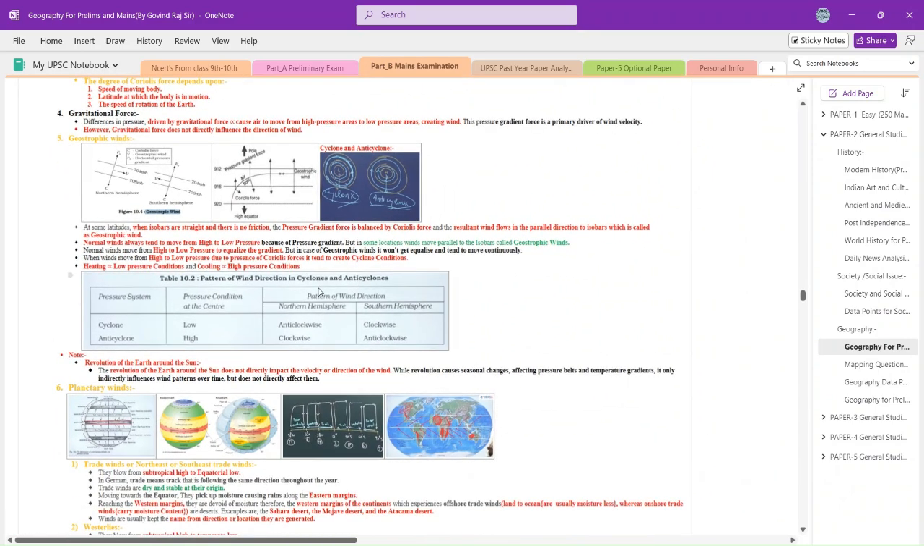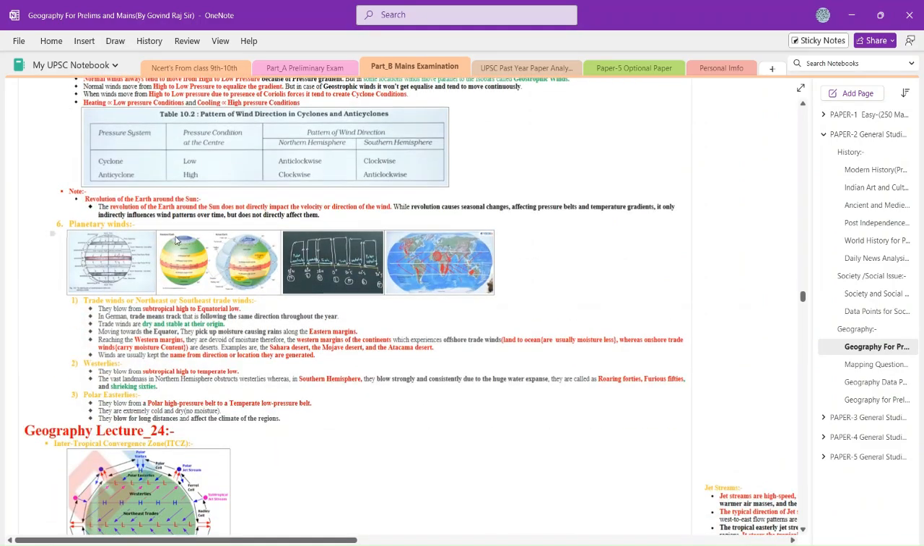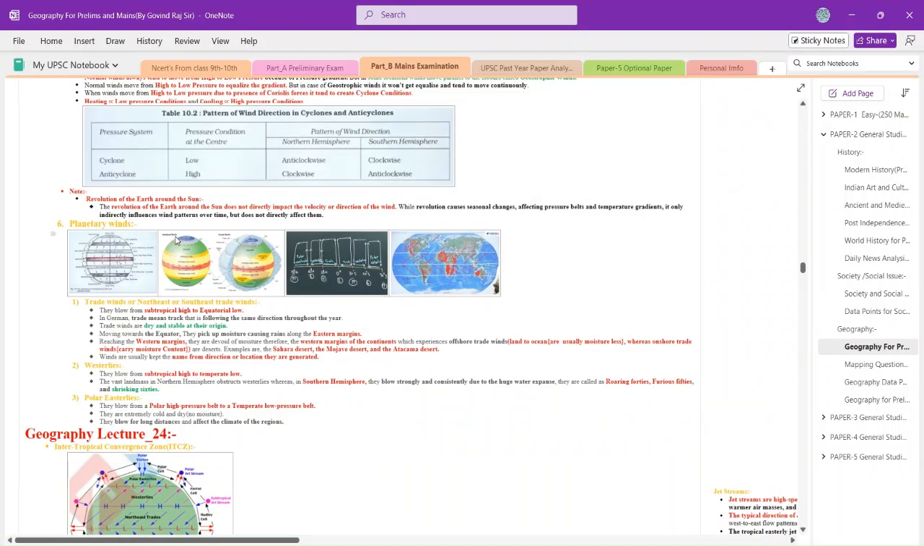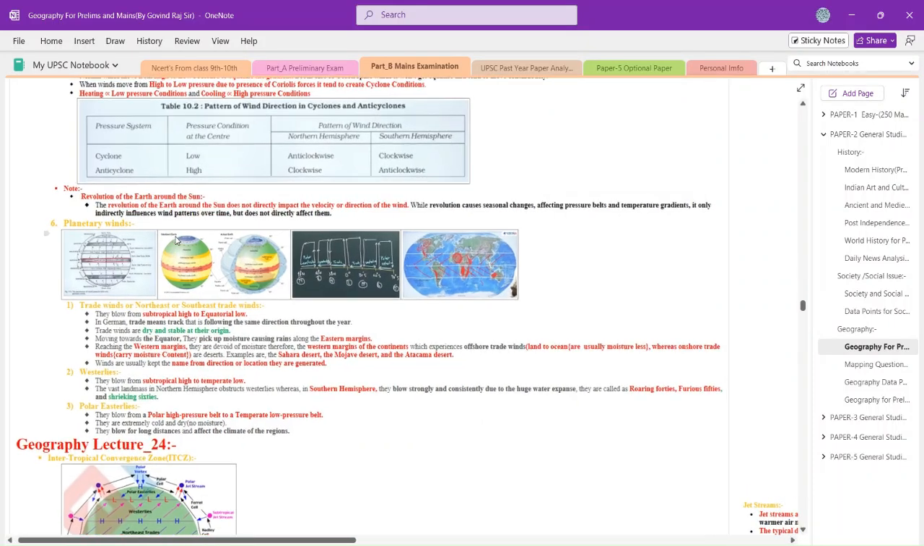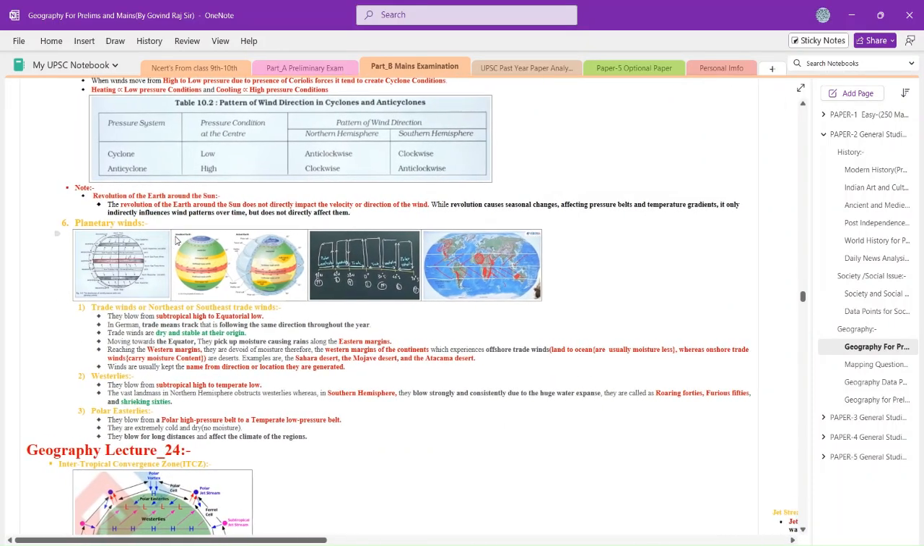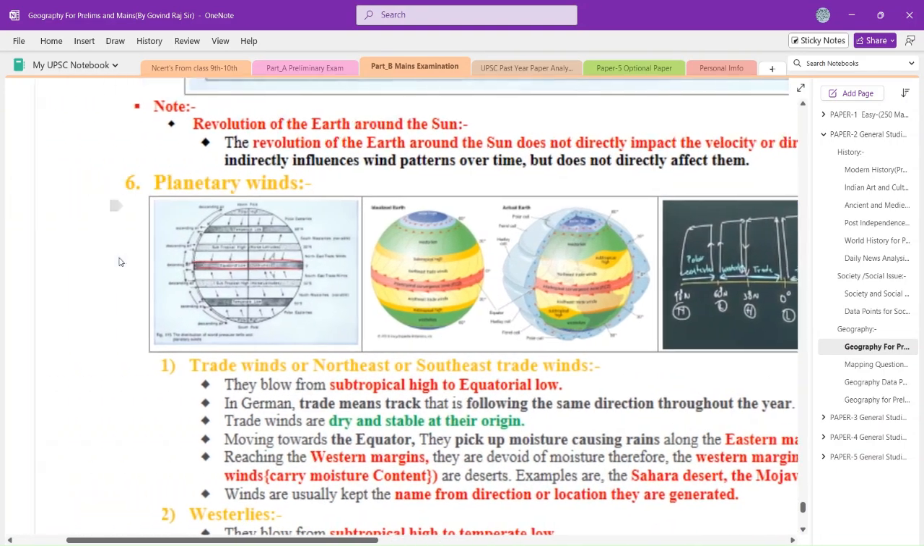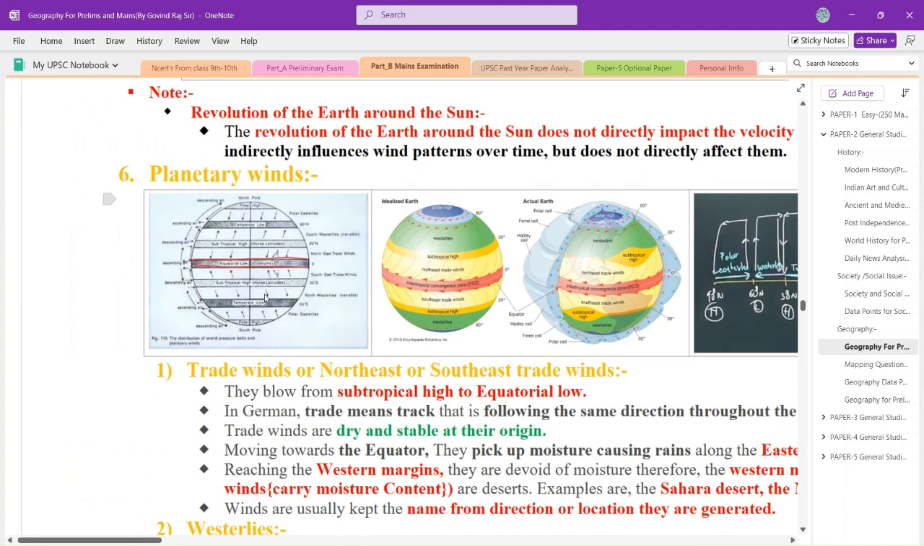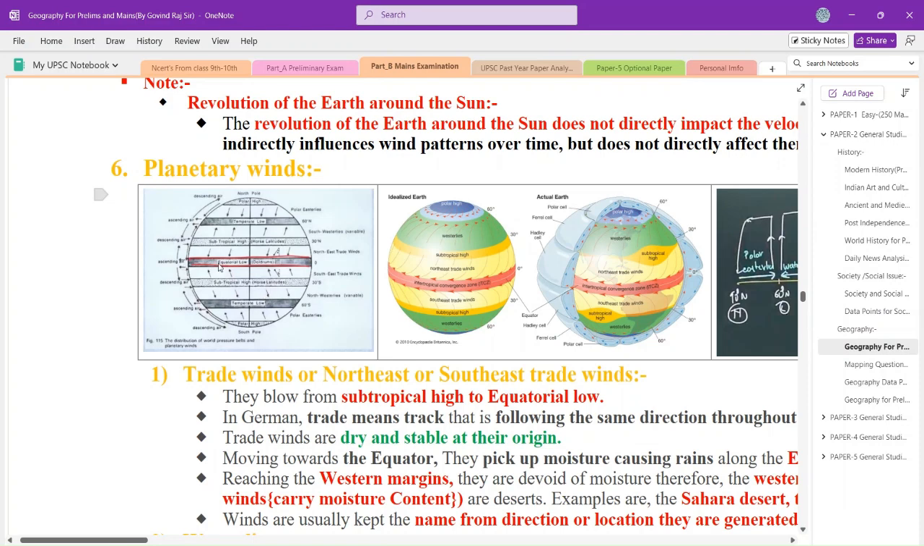Okay, after that we have the planetary winds. What do you mean by planetary winds? Winds that are in the upper Earth's atmosphere are called simply planetary winds. We don't have to go too much into it, but this picture is very important to understand the planetary winds. This is the equator, zero degree, then 30 degree.